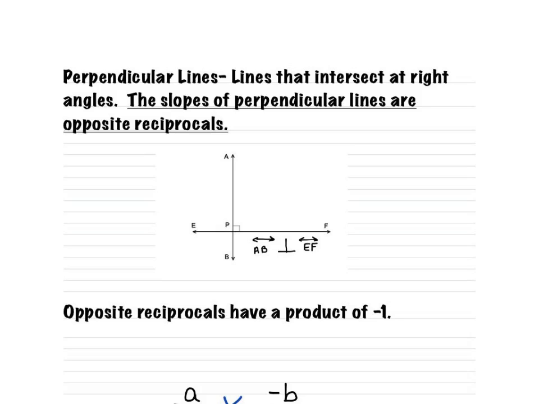Okay, let's move on to perpendicular lines. Write down this definition. Perpendicular lines are lines that intersect at right angles. Lines that intersect forming 4 right angles. A perfect example of perpendicular lines are the x and the y axis.